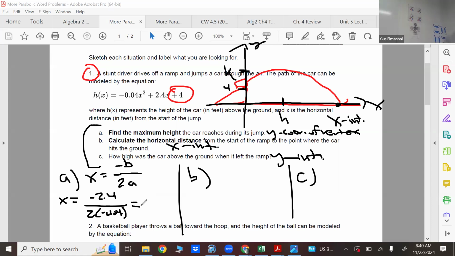That's going to be 30 if you work that out. That's 30. How do I find the y coordinate? If I know the x coordinate, 30 comma something, how do I find that y coordinate? What would I do? Plug it in. Plug it back in. Yes.